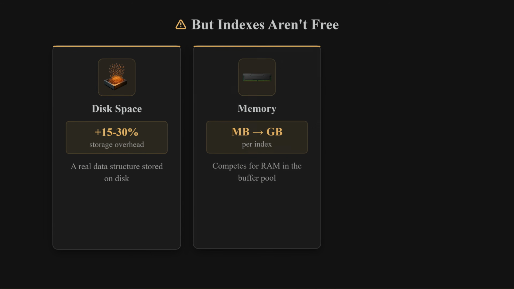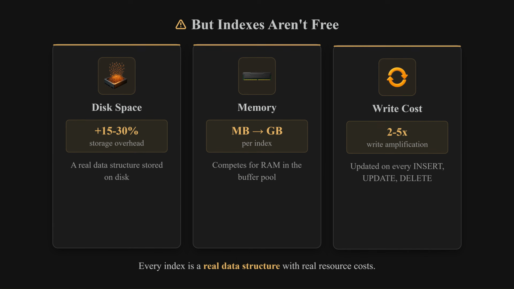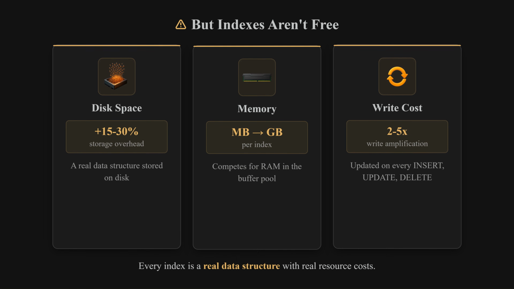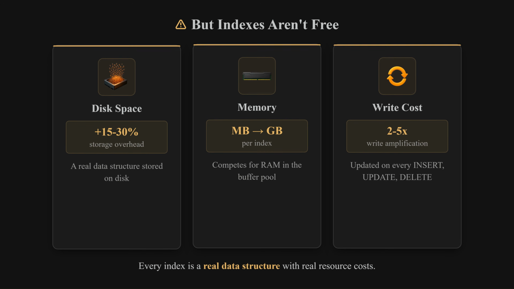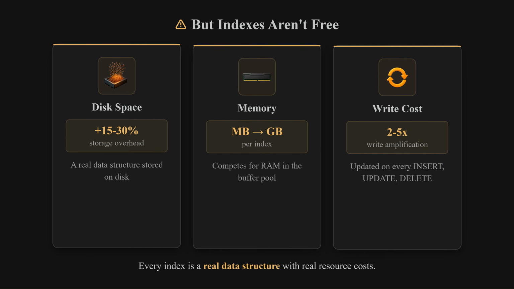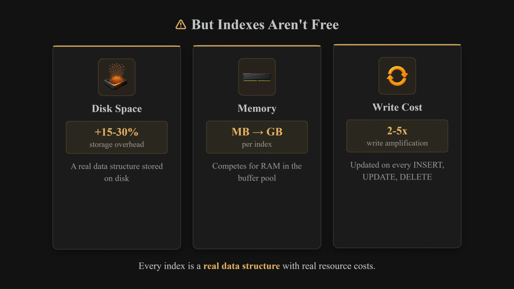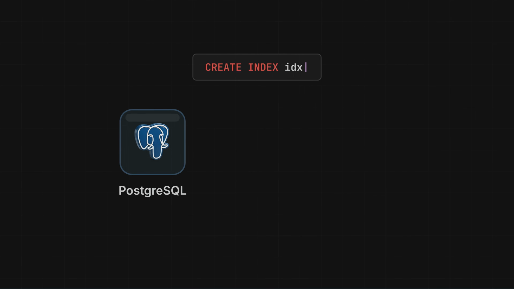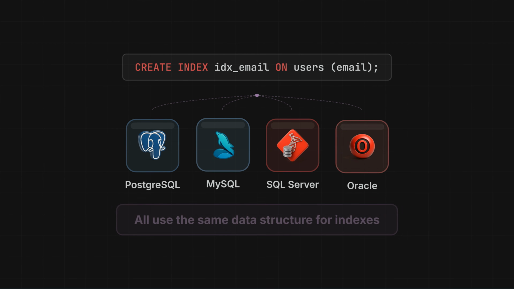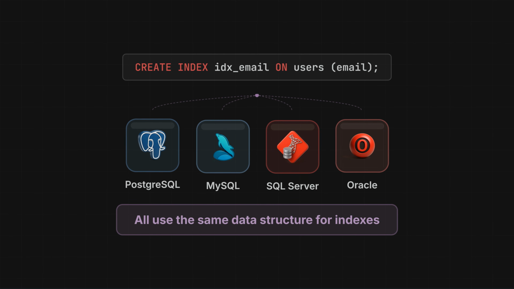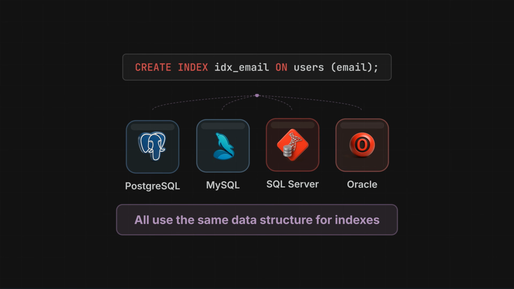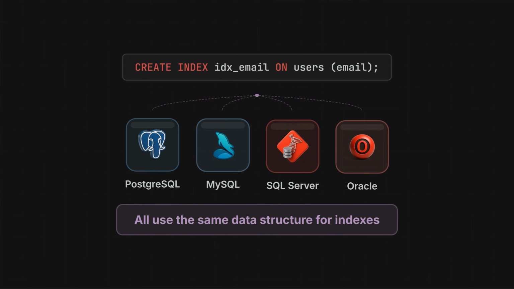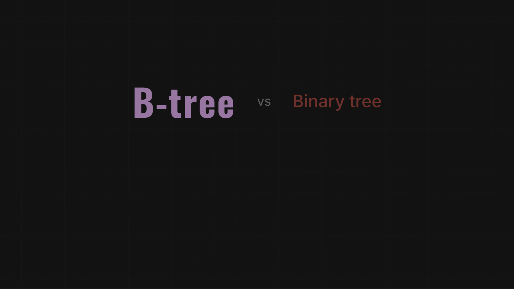But an index isn't free. It's a real data structure that lives on disk, competes for memory, and gets maintained every time you insert, update, or delete a row. Almost every relational database, Postgres, MySQL, SQL Server, Oracle, uses the same foundational data structure for its indexes. It's called a B-tree, not a binary tree, a B-tree.